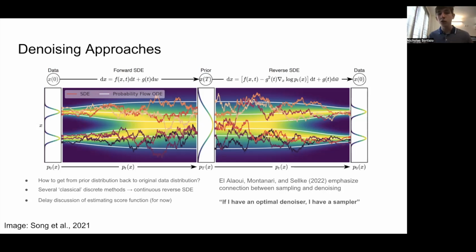So for now, I'm going to assume that this score function, which is in practice not really recoverable, we've estimated it, perhaps with a deep neural network or something like that. And throughout, I'm going to use the language of sampling and sampling algorithms, but there is a direct bijection between denoisers and samplers.